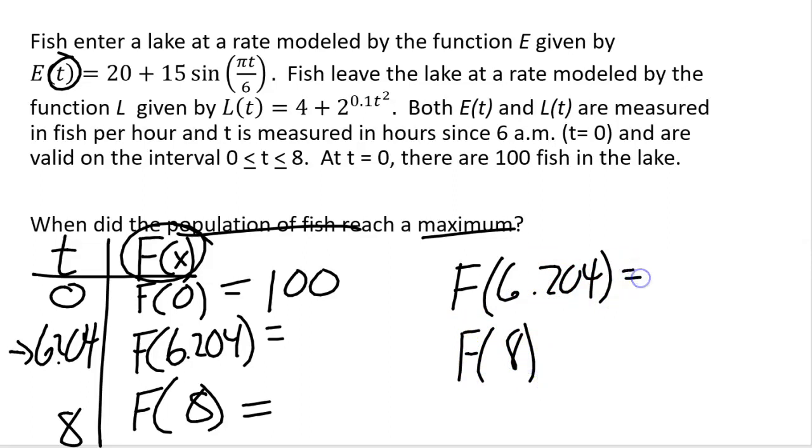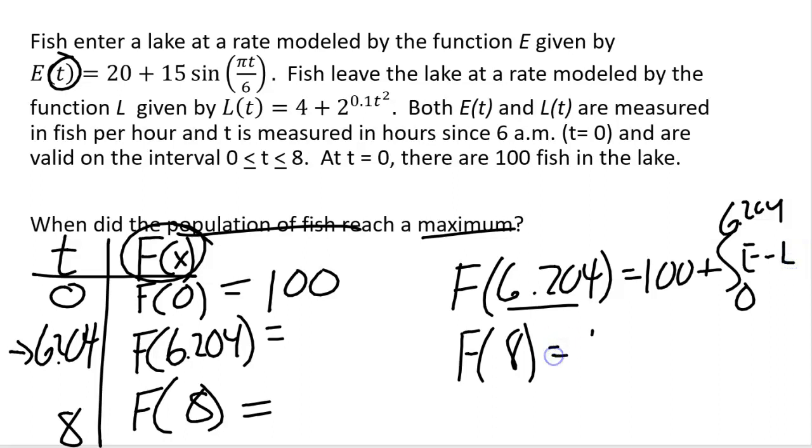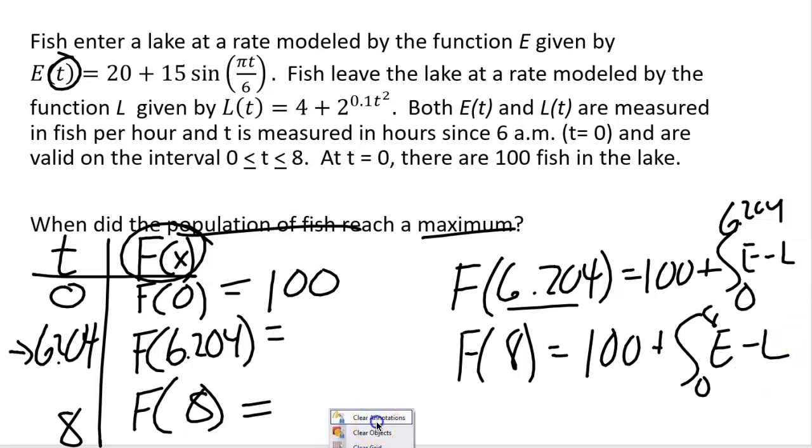And the way that you do that is take the starting number of fish and you add to it the integral from 0 to whatever that number is of E minus L. And we'll do the same thing here with this one. It's going to be 100 plus the integral from 0 to 8 of E minus L. And once again, those are going to be calculator-based questions. So let's go ahead and do those really quick.